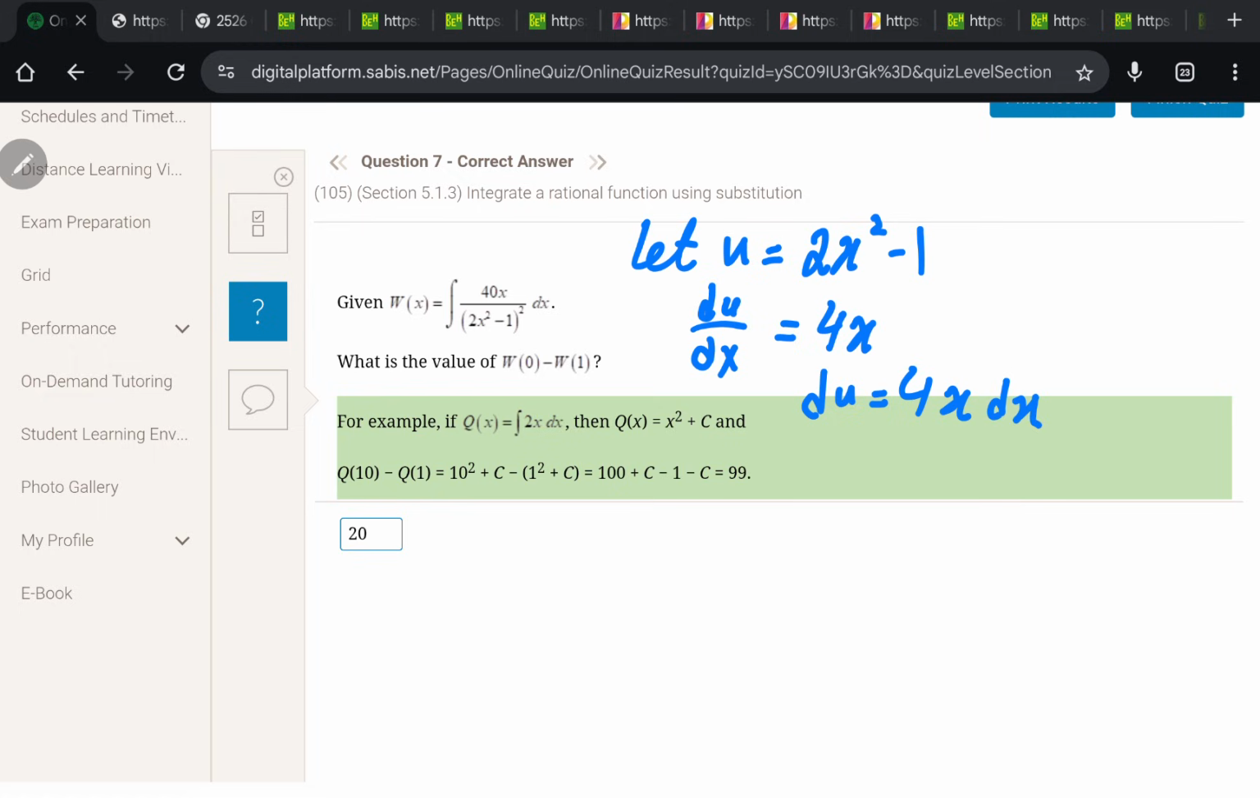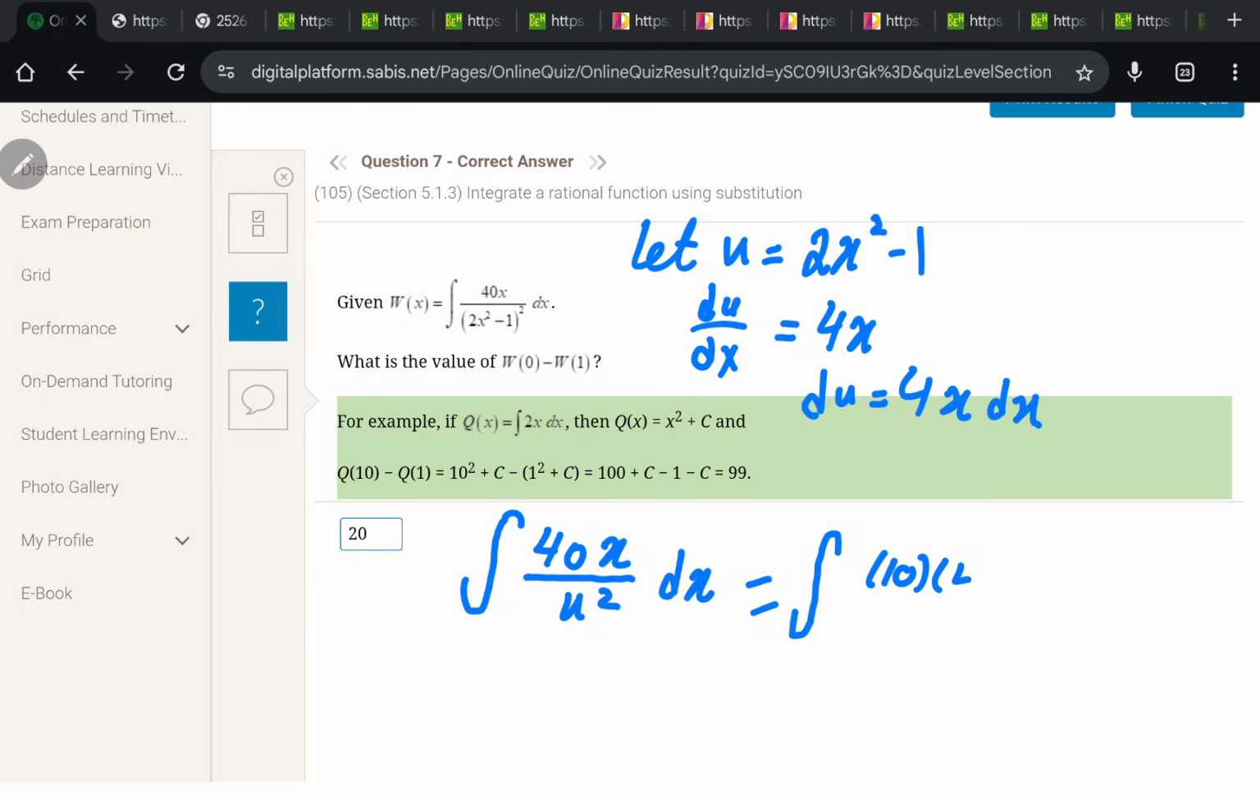Okay, now the integral of 40x over u squared dx. Now, remember what we said the condition for du was: 4x dx. We have 40x, right? Can't you rewrite 40x as 10 times 4x over u squared dx? Yes you can, because it's 40x, I just split it. So you can combine these two to give you du, because again, you're treating dx as a fraction. So this will give you 10 over u squared du.